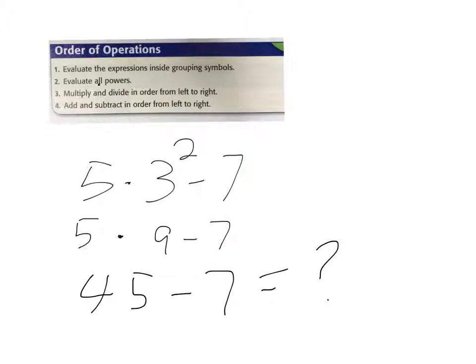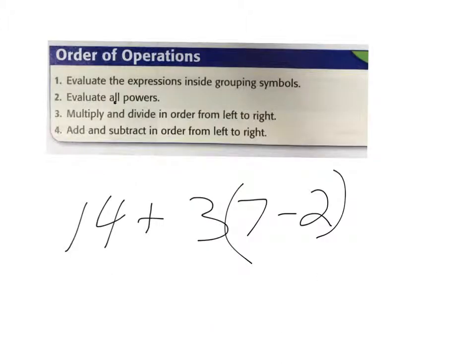Now we've done, step number 3 is done. Now we need to do step number 4. Add and subtract in order from left to right. 45 minus 7 is, of course, 38. Okay, once again, I went ahead and added this order of operations up here for you to go ahead and look through.